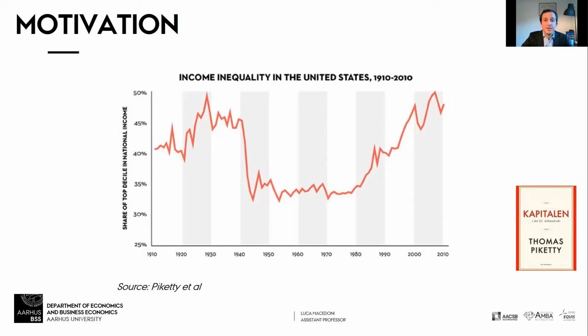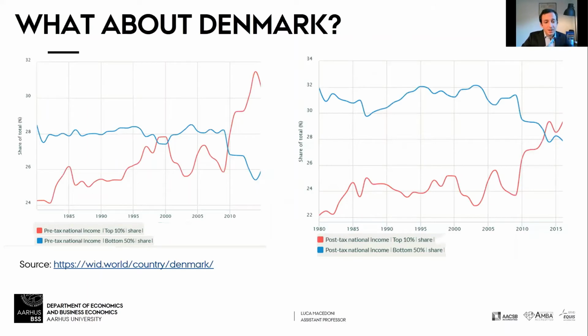And in fact, if you look at the website WID.org, and you select the country of Denmark, you can actually see the same figure that I showed you before, but for Denmark. And you could do the same thing for other countries as well. So on the left panel, what we have is the pre-tax national income for the top 10% of individuals in red, and in blue for the bottom 50%.